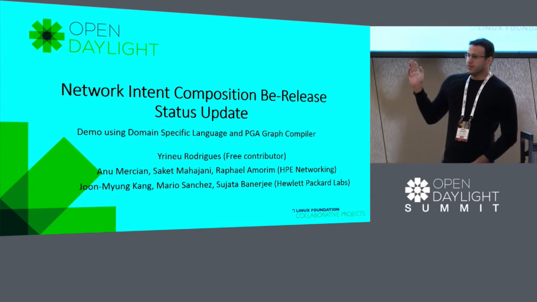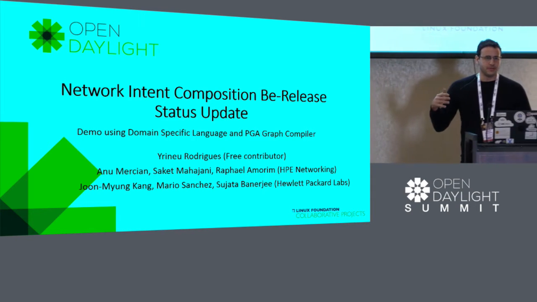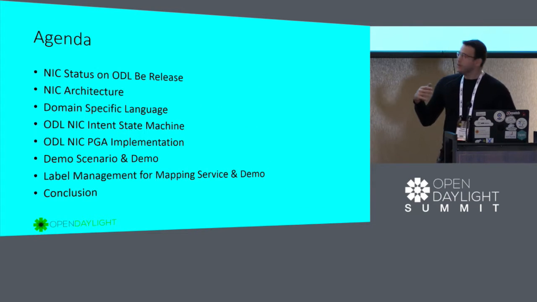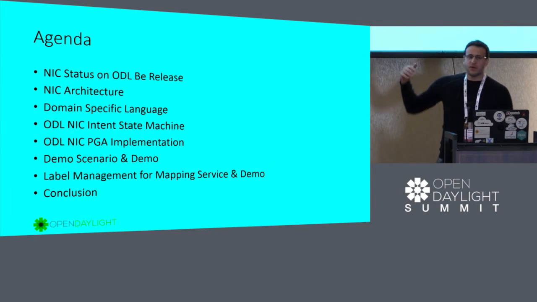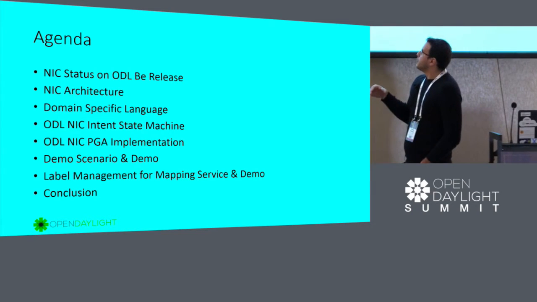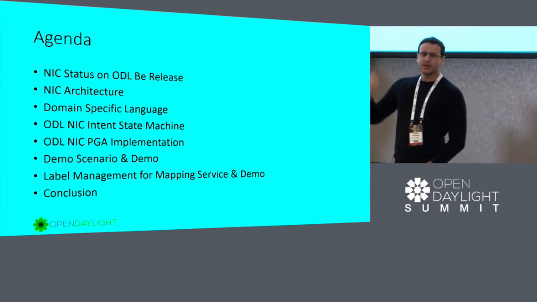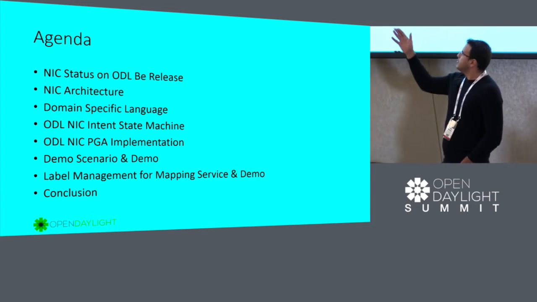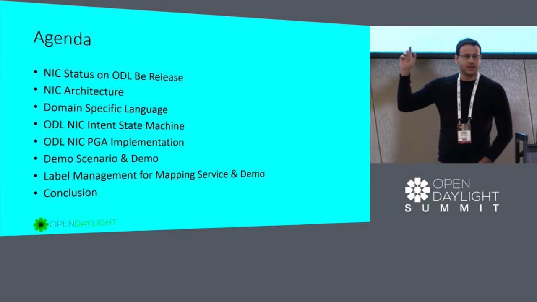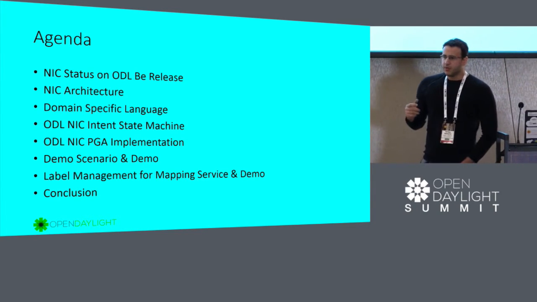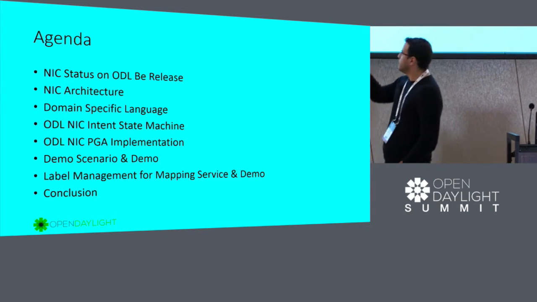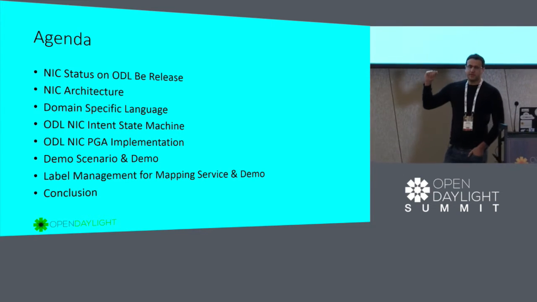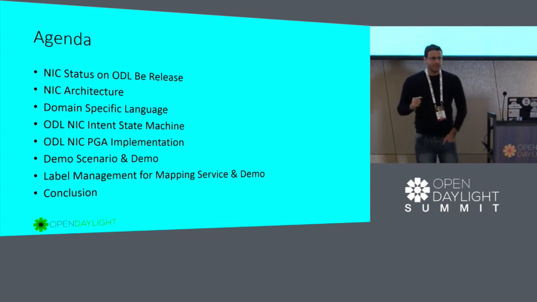We will talk a little bit about the status of the NIC project, the current architecture of the NIC project, and how we are doing a PGA implementation and intent state machine. Today we have two demos: one for the PGA implementation and another one for label management for mapping cells.